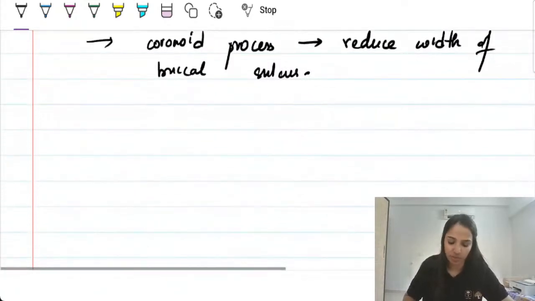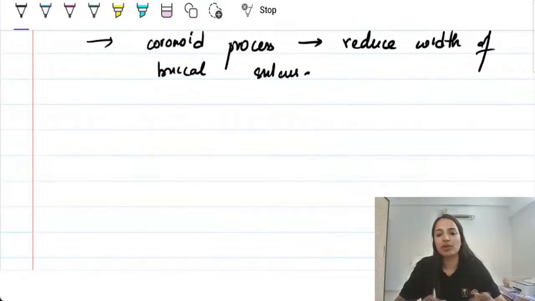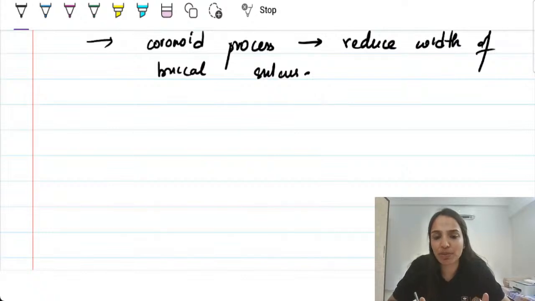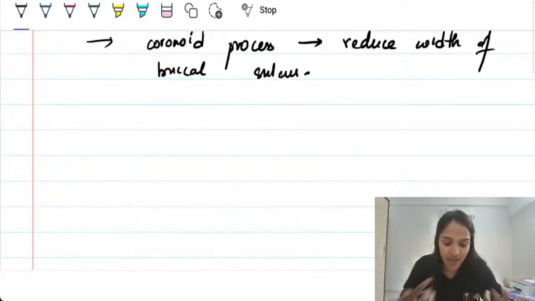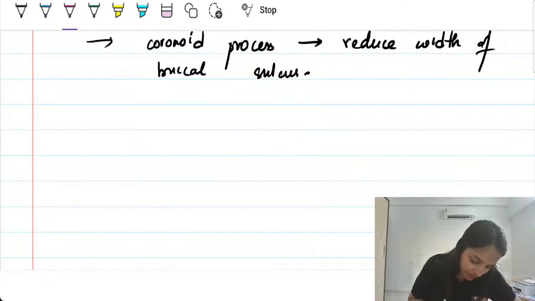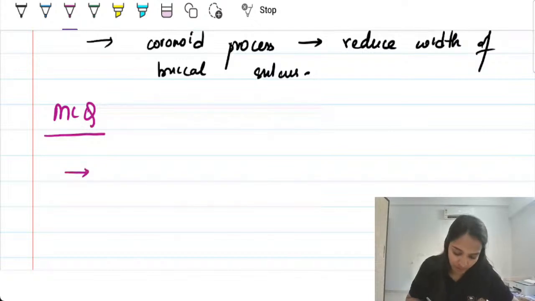So whenever you are bottom molding the distobuccal part, you have to ask your patient to open the mouth wide and then close against resistance. That is a movement. And the MCQs that arise out of this topic are plenty actually.